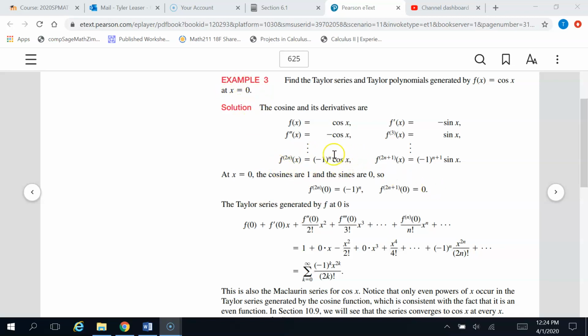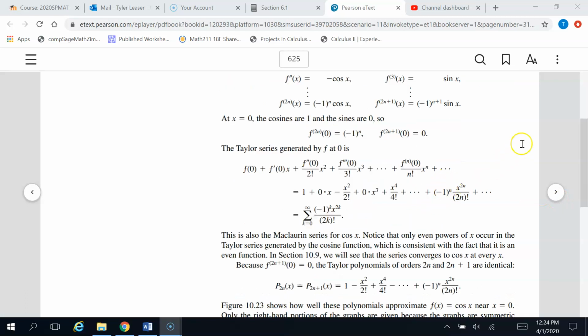So just substituting in cosine of 0 into my even derivatives, cosine of 0 is just 1. So these are going to alternate positive 1, negative 1, positive 1, negative 1 forever and ever. If I plug 0 into any of my odd derivatives, which has a sine, sine of 0 is just 0. So it's looking like my even derivatives are going to have an actual value, but my odd derivatives are always going to be 0. And that's going to come out to be true.